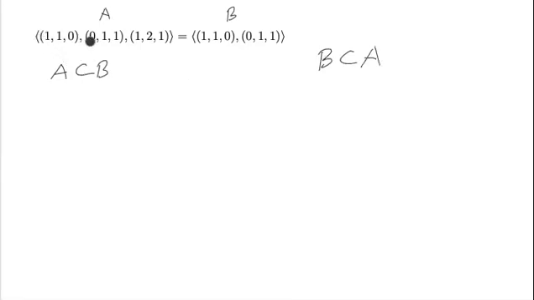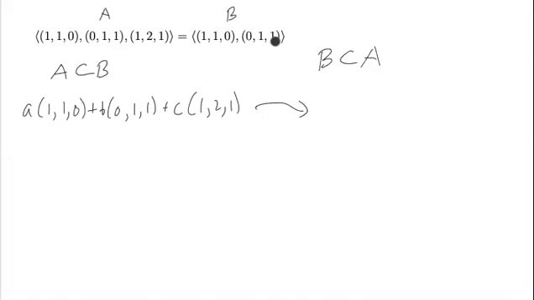Let's suppose that we take an arbitrary element in A. What does it look like? It looks like something like this: A(1, 1, 0) plus B(0, 1, 1) plus C(1, 2, 1). All we have to do is show that something of this form happens to be of the form of things in B. So maybe, and I'll use different letters, R and K, it needs to be like R(1, 1, 0) plus K(0, 1, 1). Needs to be of this form.